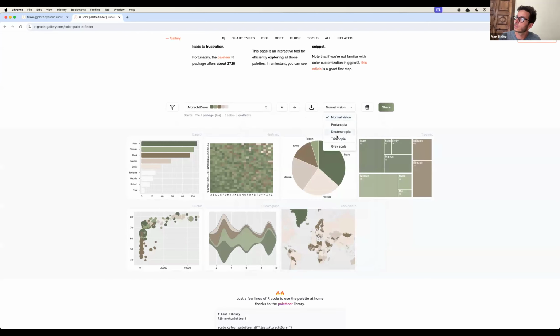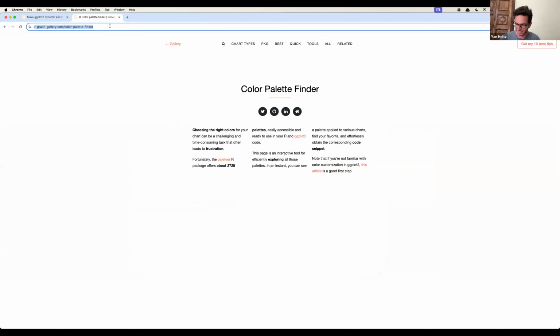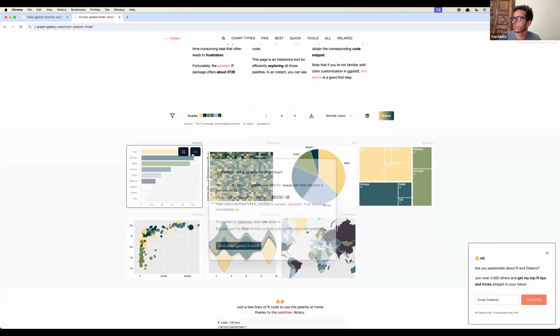You can say, I'm colorblind, I don't see properly, so how is it going to look for me? You can even have a bug. I have to fix that. And when you click on it, of course, you've got the code for it.